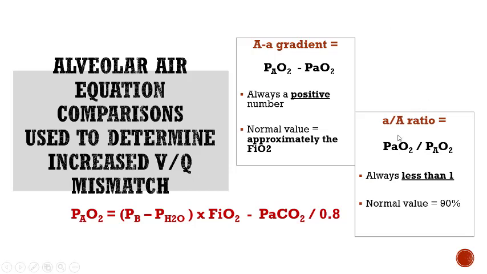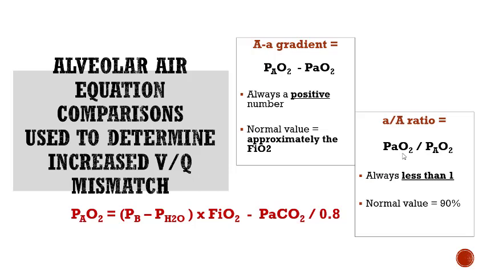The second thing that we're going to look at to see if we have an increased VQ mismatch is an AA ratio. And that's taking the same two numbers but in a little bit of a different way. So here we're going to take our arterial oxygen and we're going to divide it by our alveolar oxygen. This is always going to be less than 1, and the reason it's always going to be less than 1 is your arterial oxygen level is always going to be lower than your alveolar oxygen level. And again, this happens in the healthiest of people because we have that anatomic dead space and that anatomic shunt.